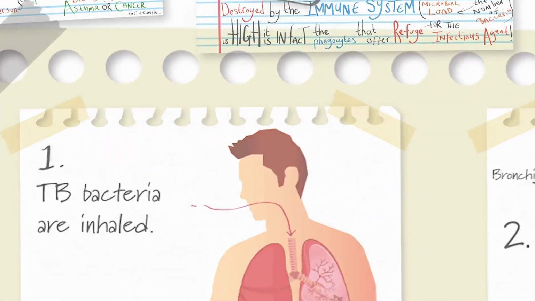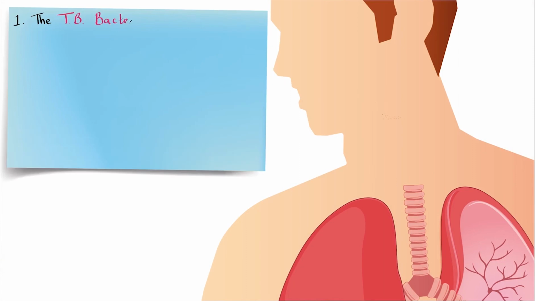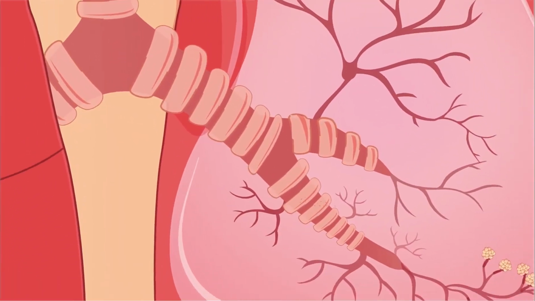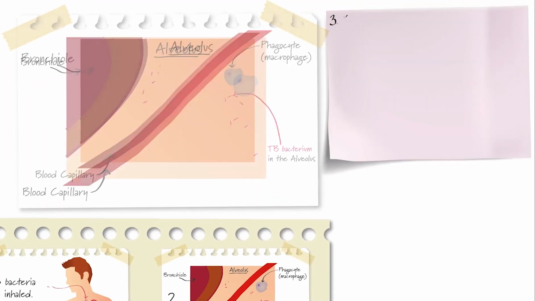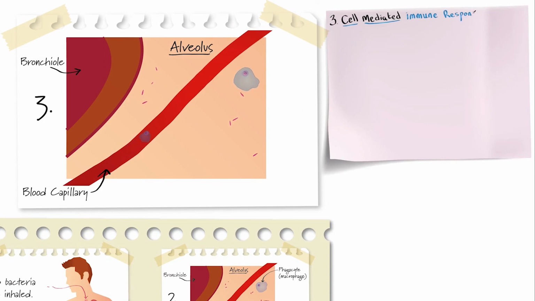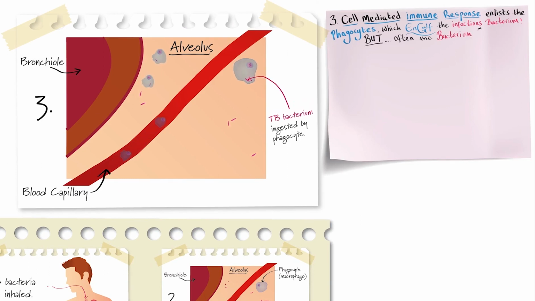Here's what happens. Step 1. The TB bacteria are inhaled by droplet transmission. Step 2, the bacteria reach the alveoli in the lungs. Step 3, cell-mediated immune response enlists the phagocytes, which engulf the infectious bacterium, but often the bacteria survive.